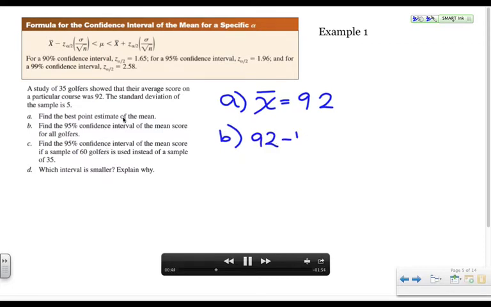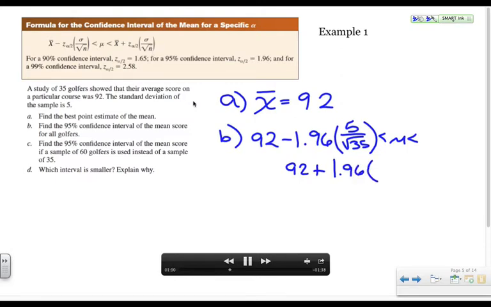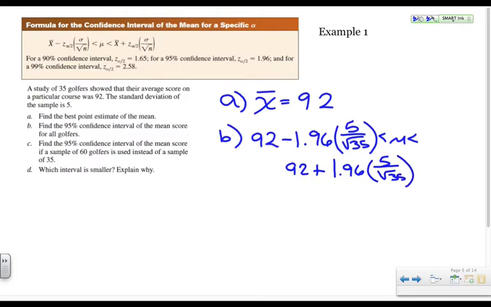Now, the 95% confidence interval is I take 92 minus 1.96, remember that number is for 95%, times the standard deviation over the square root of 35, is less than the mean, is less than 92 plus 1.96 times the standard deviation over the square root of n. Again, all I'm doing is plugging in formulas. This is not difficult, all right?